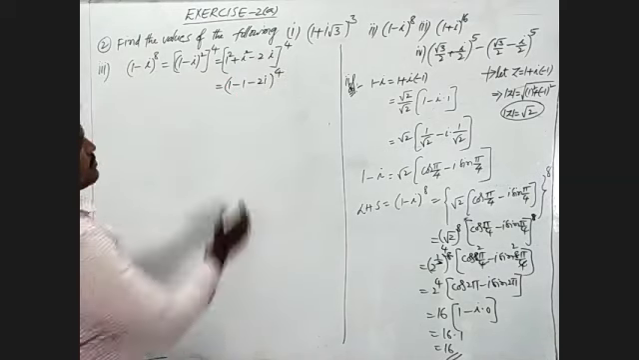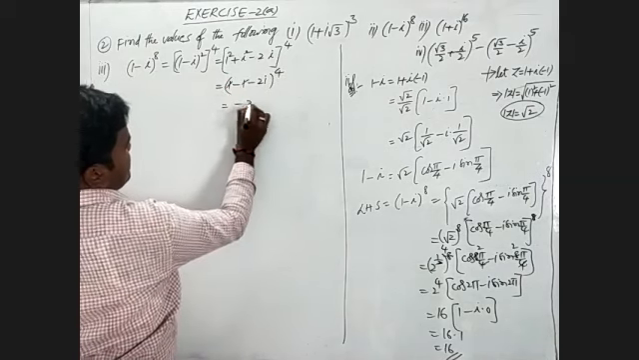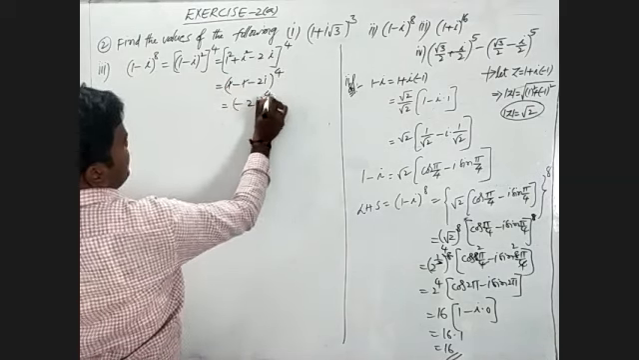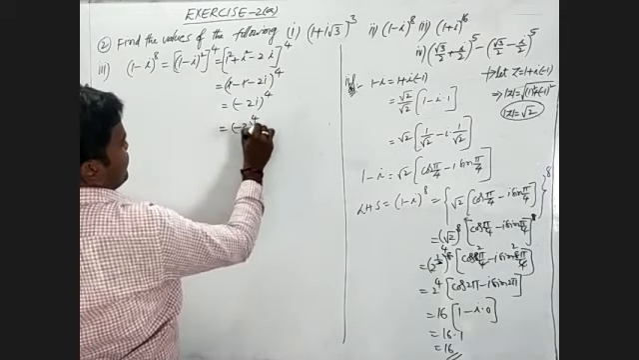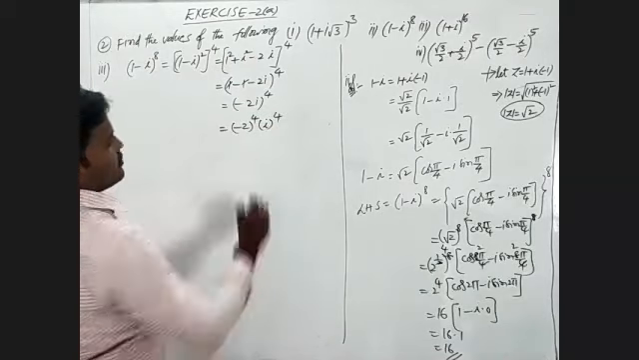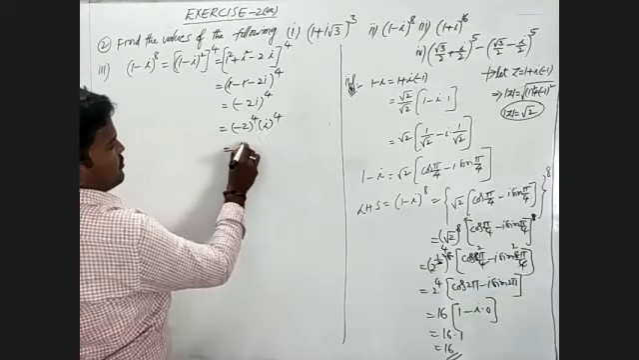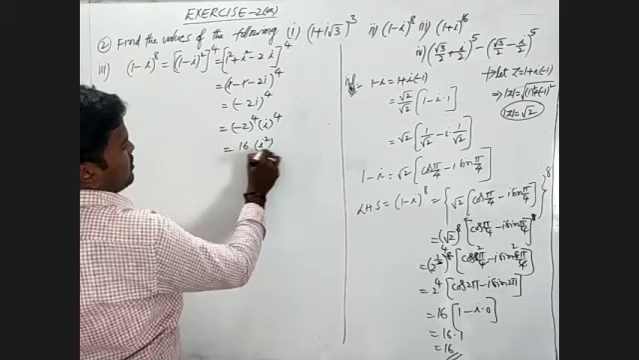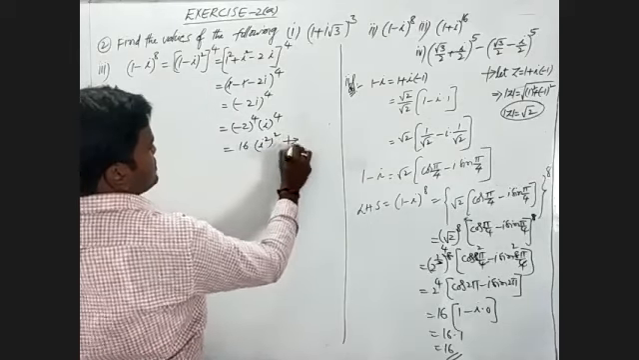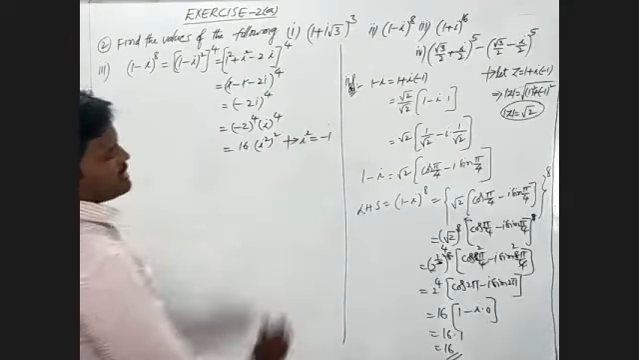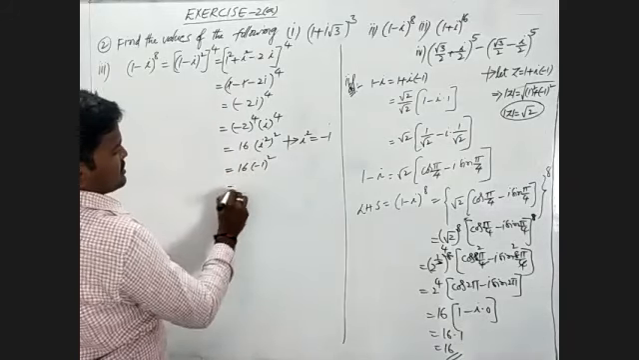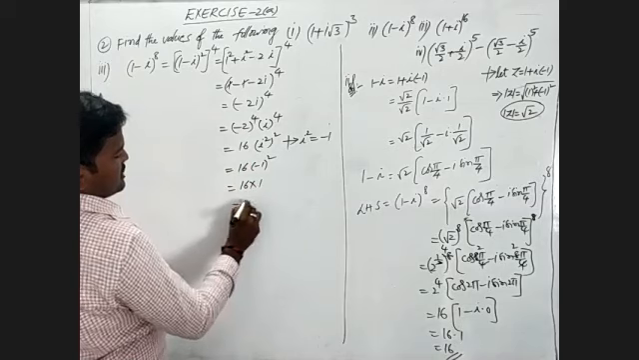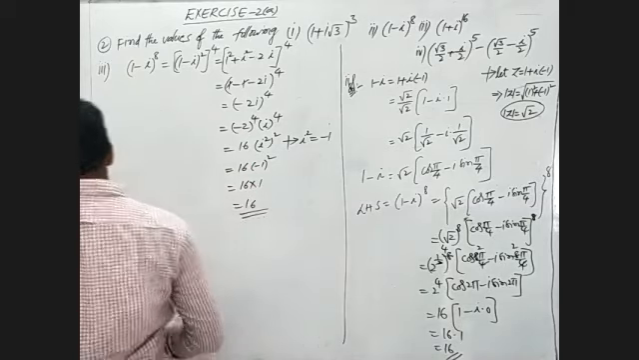Plus 1 and minus 1 will cancel, remaining is minus 2i whole power 4. That I will write minus 2 power 4 into i power 4. Minus 2 power 4 is 16. For i power 4 we have to write i square whole square, where i square is nothing but minus 1. That means 16 into minus 1 whole square is 16. That is 16 into 1 is equal to 16.